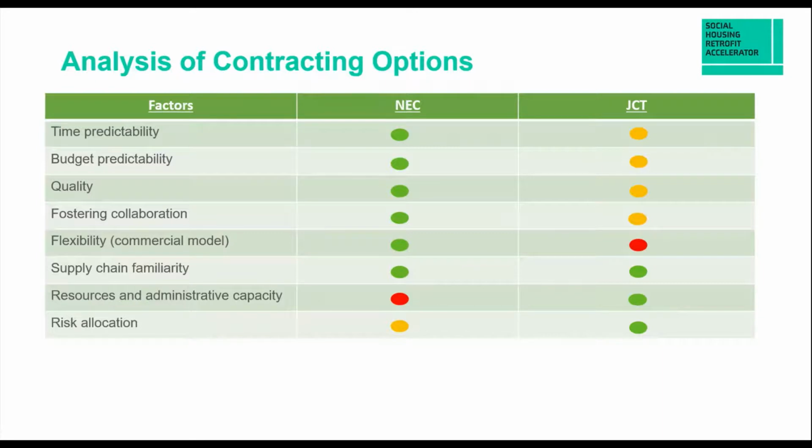Again, the choice of commercial model. So if you're thinking, do I go for an NEC option A versus a target cost, again, it's good to look at how they would compare, because they would model slightly differently. So, for example, a target cost might be different to a lump sum in terms of budget predictability.